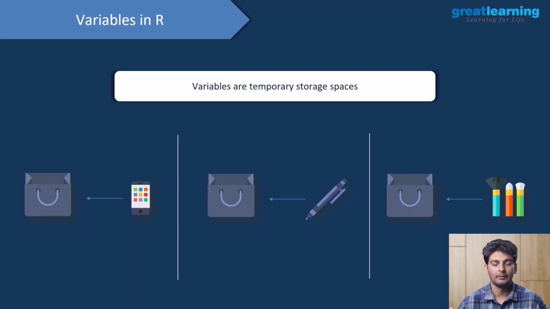Now let's turn to the programming part. So we'll start by understanding what exactly are variables in R. Simply put, variables are just temporary storage spaces. So let's take this example to understand variables in a better way.